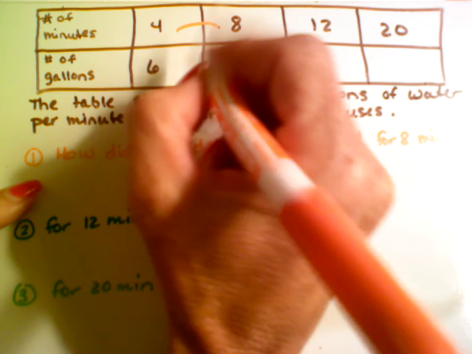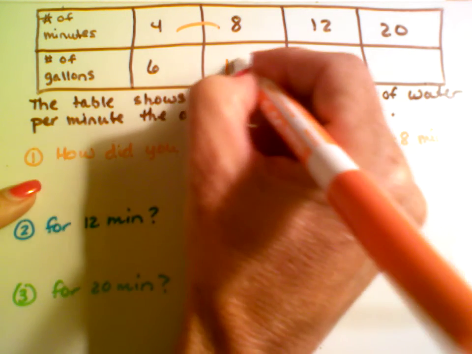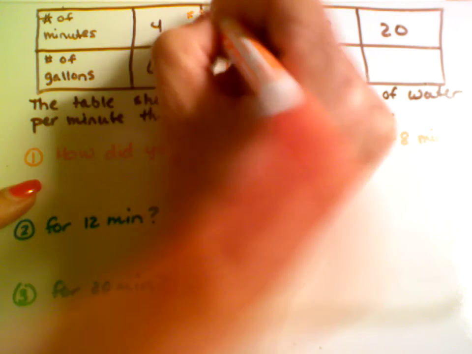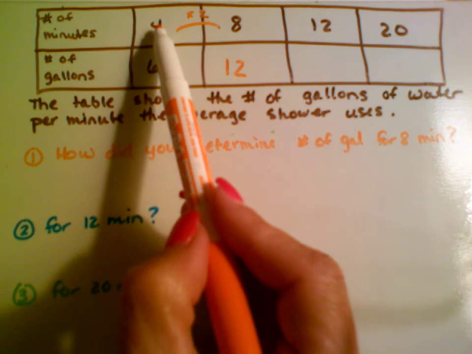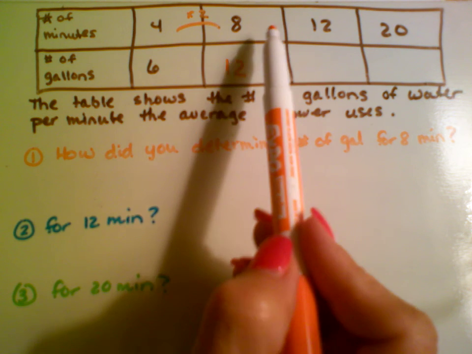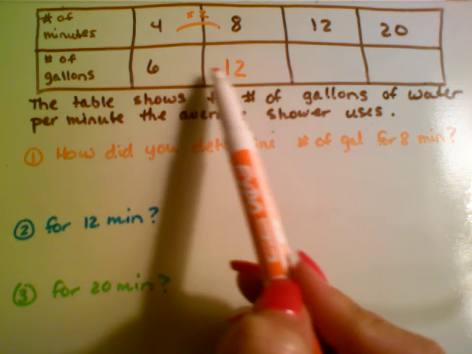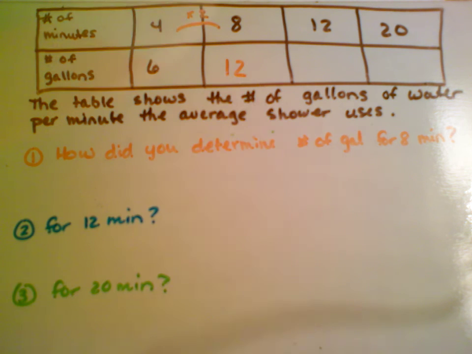This is times 2. So here to here would also be times 2. Or I could have said 4 plus 4 is 8, so 6 plus 6 gives me the 12.